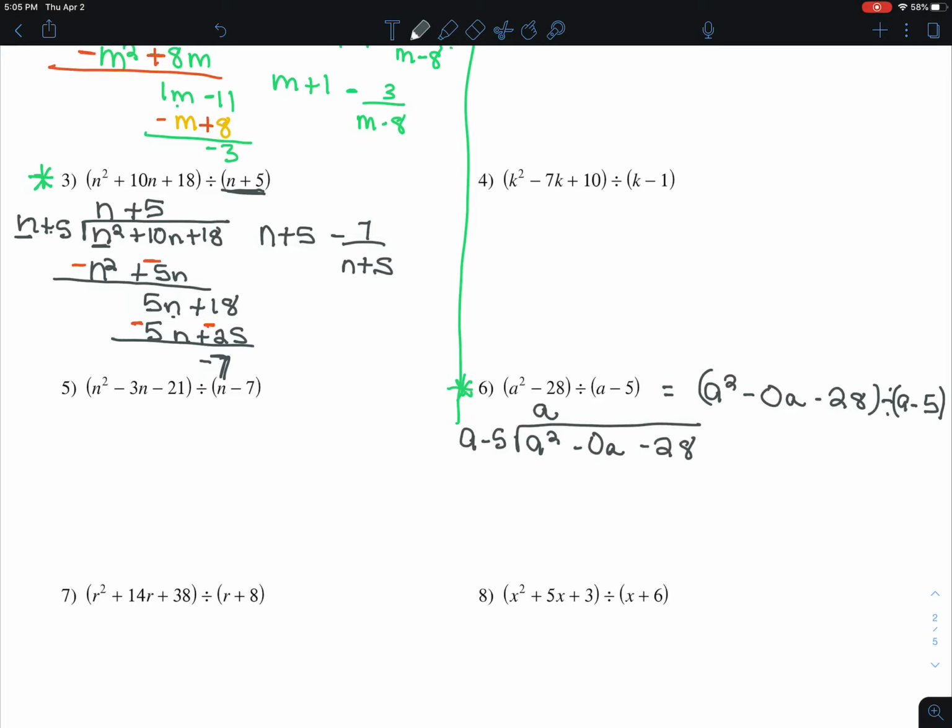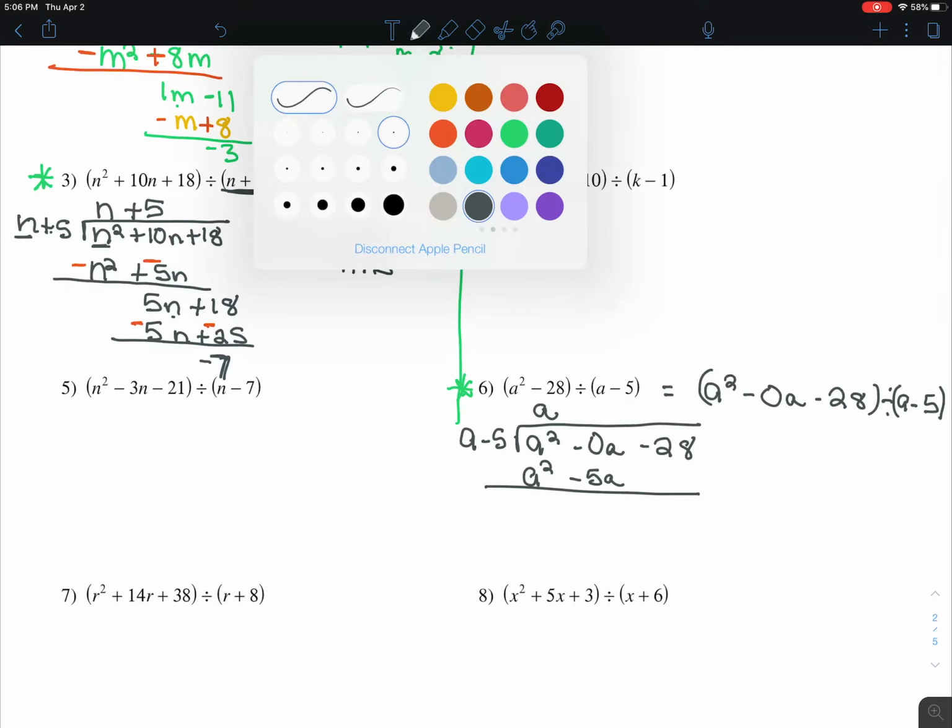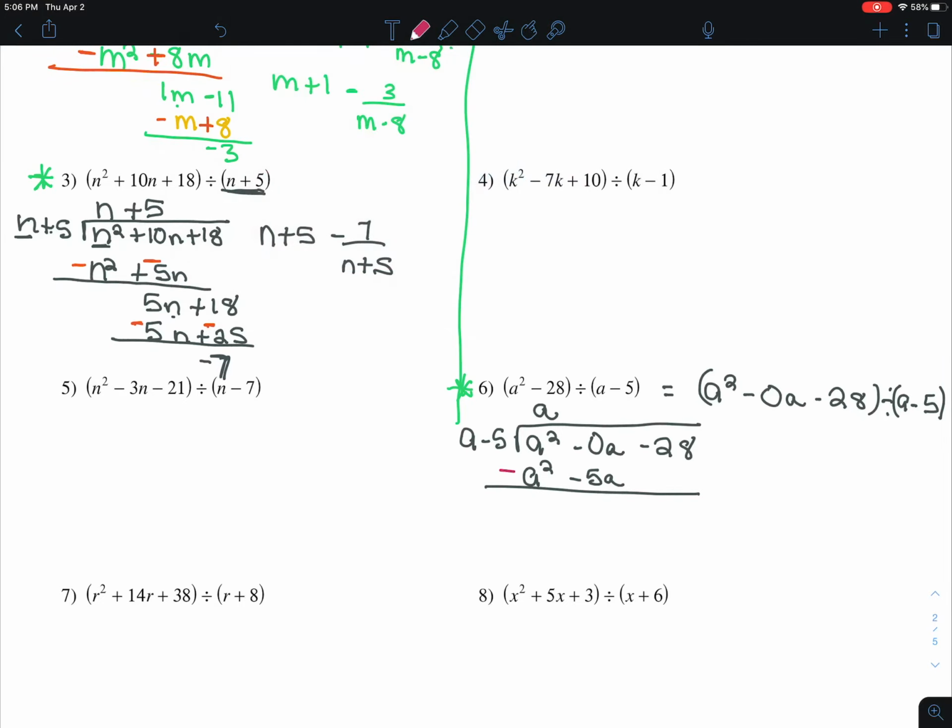Next step, multiply. Divide, multiply, subtract, bring down. So I divided. Now I'm going to multiply. I'm going to multiply a by both terms. I get a squared minus 5a. Again, remember that subtracting is adding the inverse. So I'm going to change my signs and add them together.